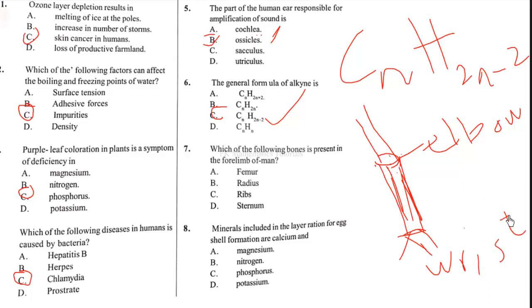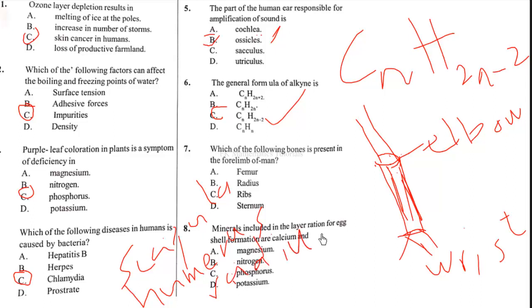Then all the bones that can be found here: the scapula, then you can also find the humerus. You can find the radius, the ulna. Remember the radius of a circle? Then you can also find the carpals and the metacarpals and the phalanges. So the correct answer is radius. Radius is the one that is here.